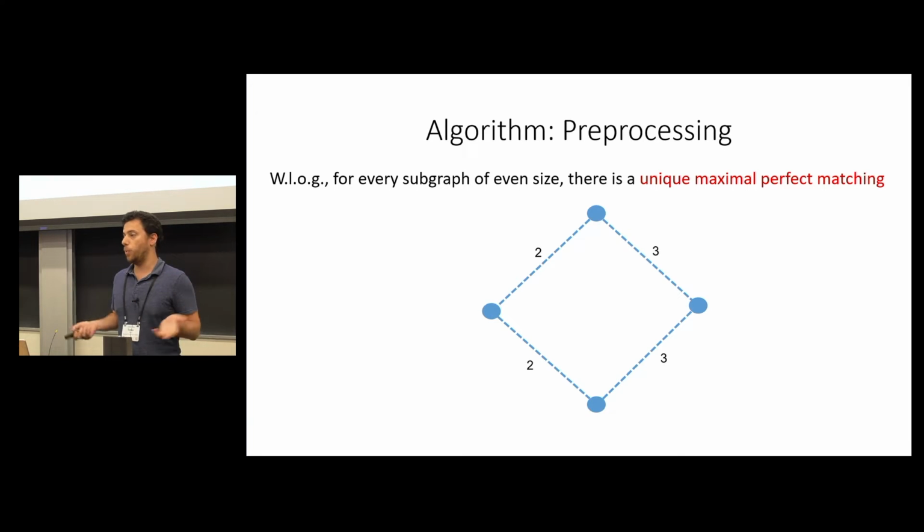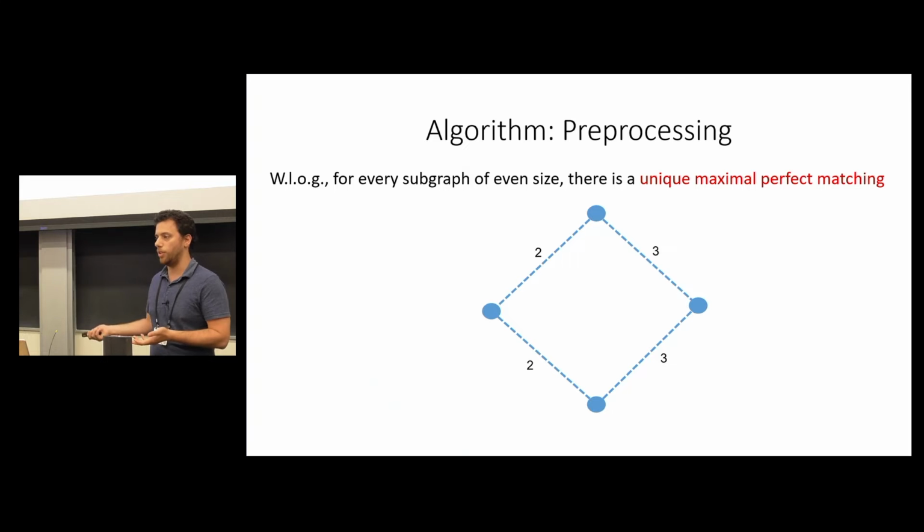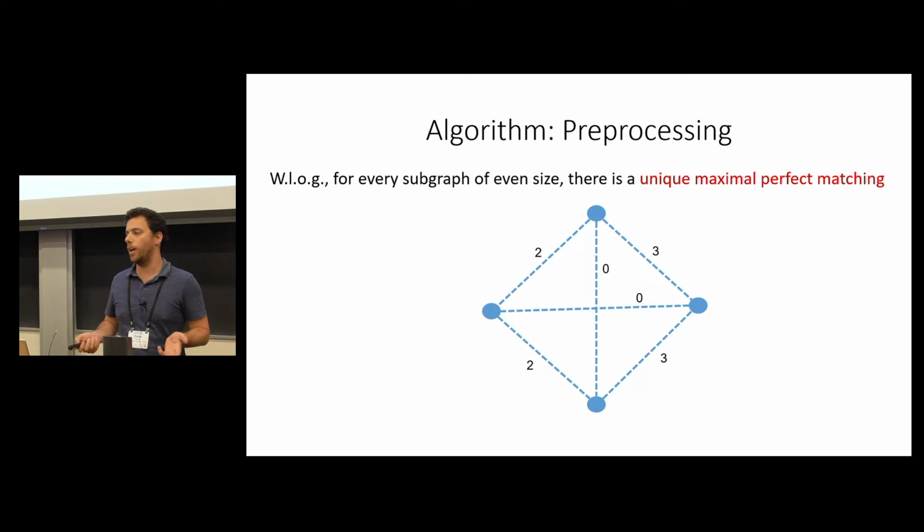So if, for example, we have this graph, of course there isn't a unique maximal matching, and it might even not be a perfect matching. So what we do in order to have this assumption is we first make the graph complete by adding all edges with a weight of 0. This will guarantee that there is always a perfect matching which is maximal.